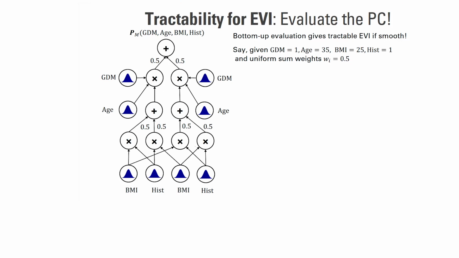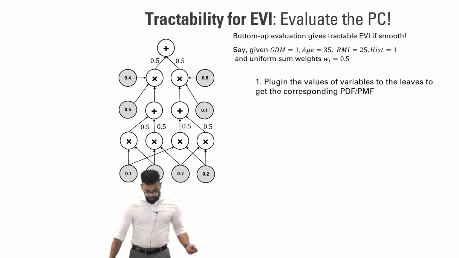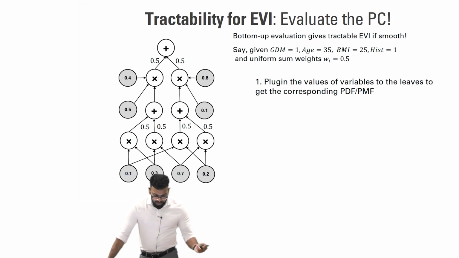Now, what does evidential inference look like? Well, I just plug in the values, right? So at the leaf node, I plug in the values for my variables, here at each of my leaf nodes. What do I get when I plug in the values at the leaf level? I get the corresponding probability, right? So you get the corresponding probability mass or densities associated with those leaf variables. So you have some values at your leaf level.